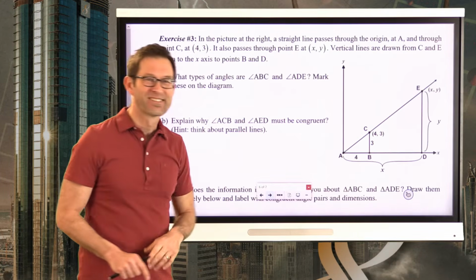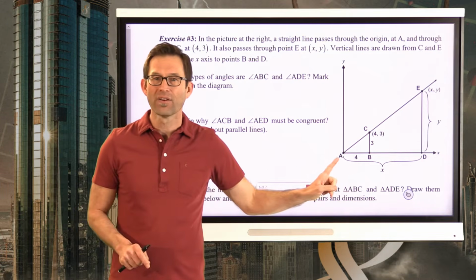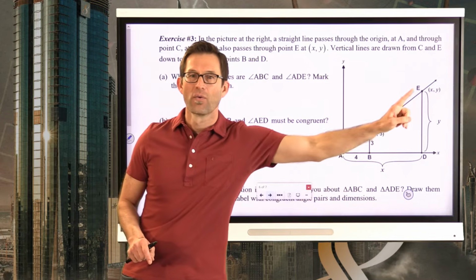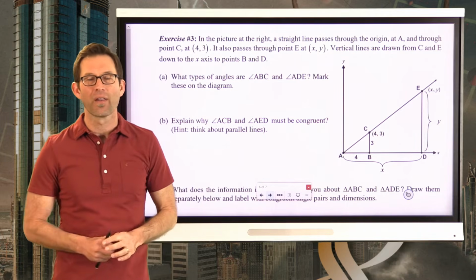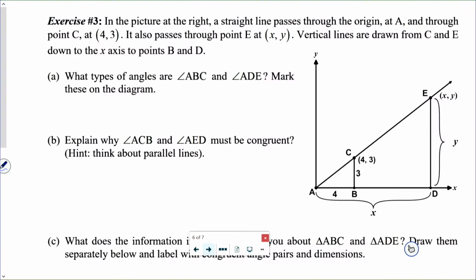All right, so let's really get into why it is that I know that if I have a line that goes through the origin, then its equation must look like y equals a number times x. Let's take a look in exercise 3. In the picture at the right, a straight line passes through the origin at A and through point C at (4, 3). It also passes through point E at (x, y). Vertical lines are drawn from C and E down to the x-axis to points B and D.